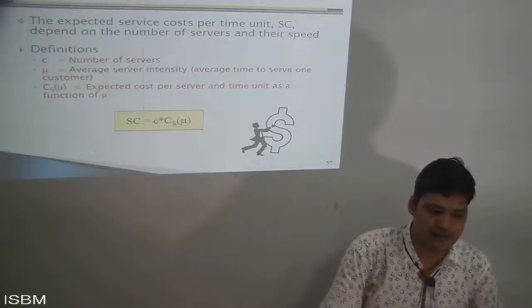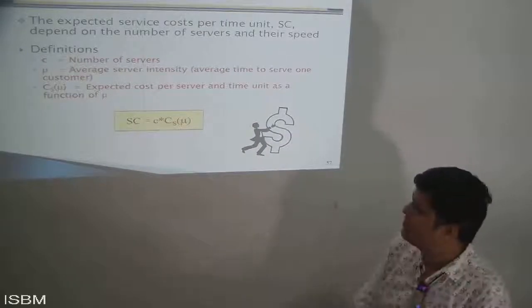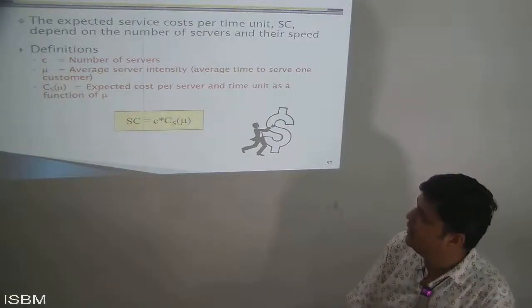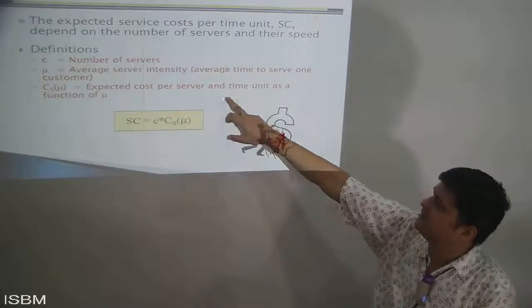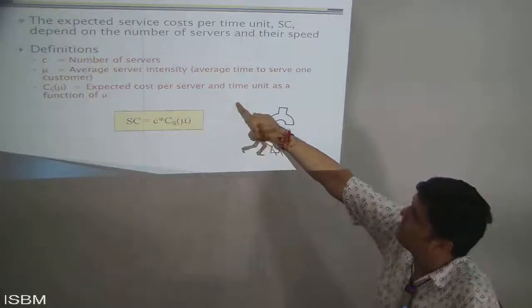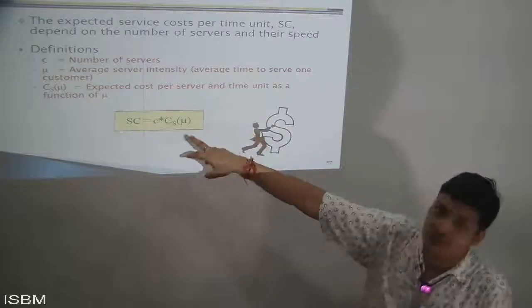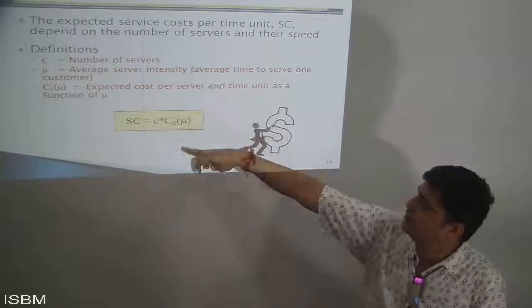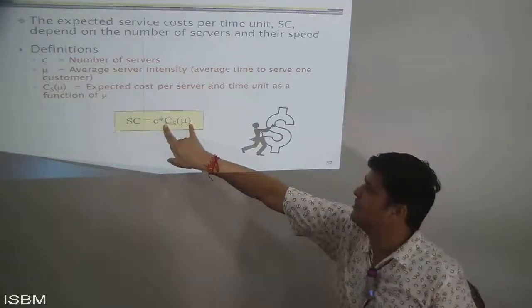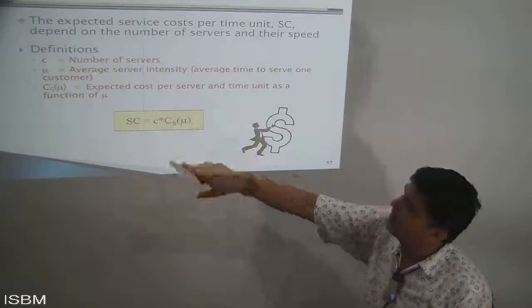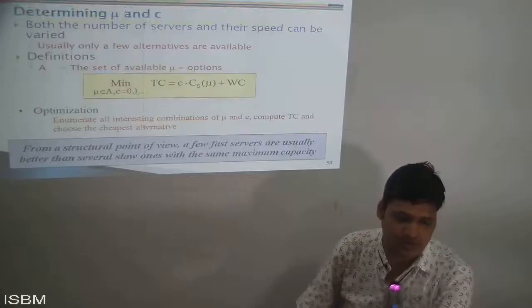Then service cost we can see over here. Service cost is nothing but C into Cs(mu). Cs(mu) is the expected cost per server and time unit as a function of mu, which is shown over here, and C is the number of servers. So we will multiply these two, and we will get the service cost.